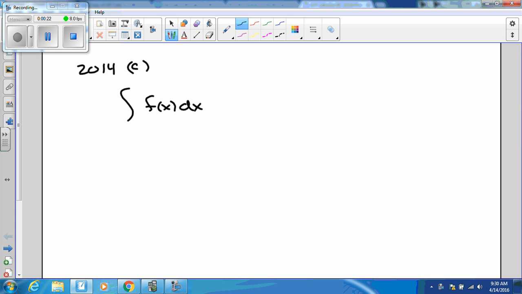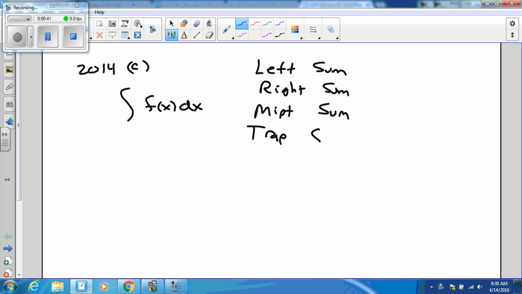of f of x dx is that we can estimate it using a table of values with a left sum, a right sum, a midpoint sum, or a trapezoidal sum. Let's try that again. There we go.